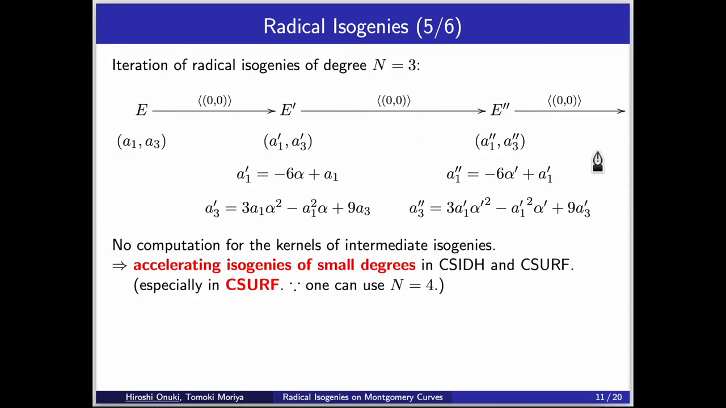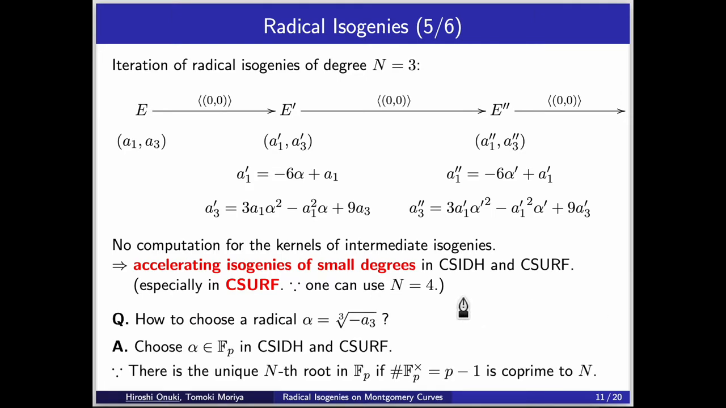This accelerates isogenies of small degrees in CSIDH and CSURF, especially CSURF, because CSURF uses the degree 4. Then, how to choose a radical alpha in CSIDH and CSURF? The answer is that we should choose alpha in a prime field FP in these protocols. There is a unique nth root in FP if n is coprime to p minus 1. And if n is the odd degree used in CSIDH and CSURF, it is the case. In this case, we can determine the choice of alpha.